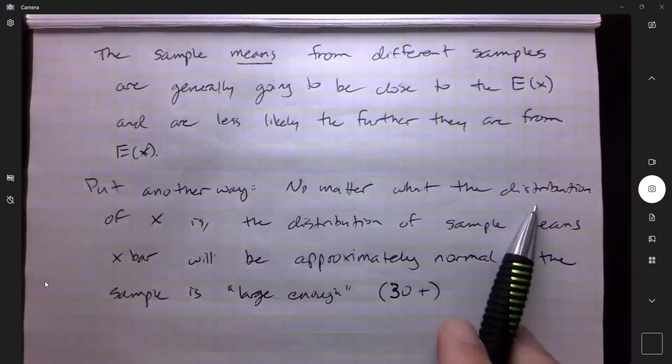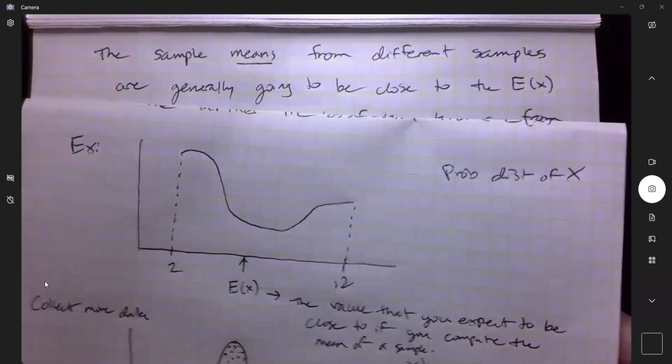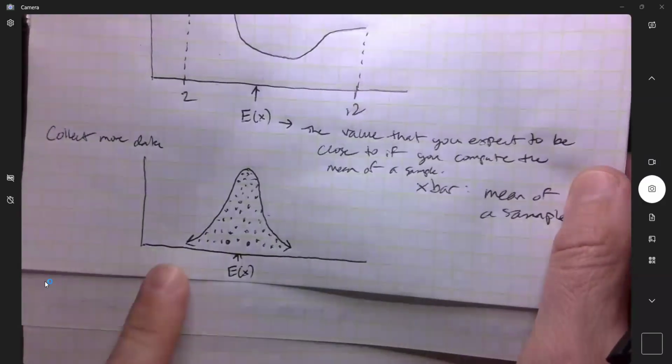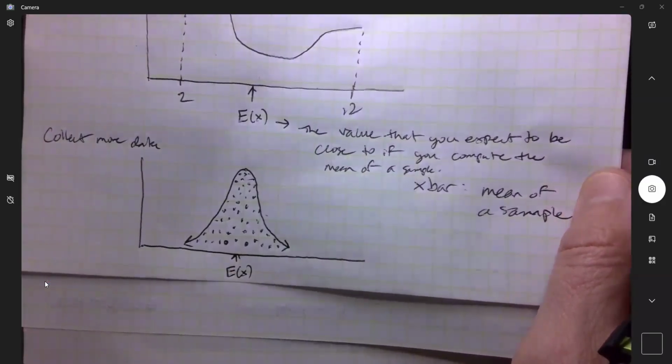Take any distribution, right? It can look very far away from normal. But if you collected a bunch of samples and did a histogram of those sample means, that histogram will look approximately normal.